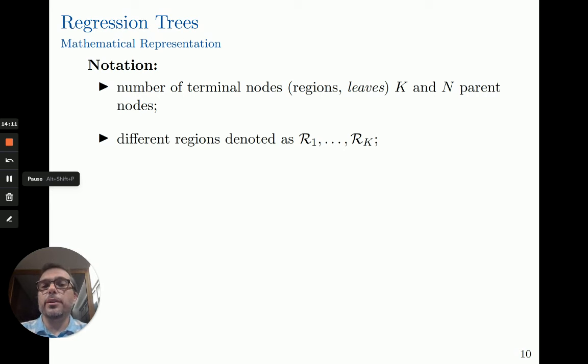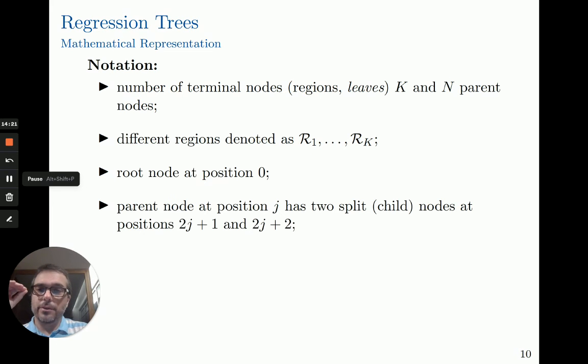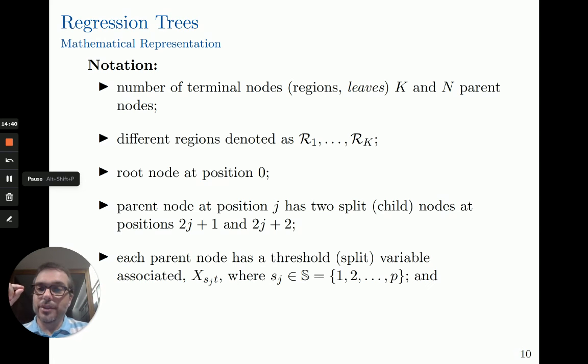And different regions will be denoted by R1 up to R capital K. The root node will be at position 0, and a parent node at position J has two split nodes at positions 2J plus 1 and 2J plus 2. With this numbering, we can identify exactly the structure of the tree.